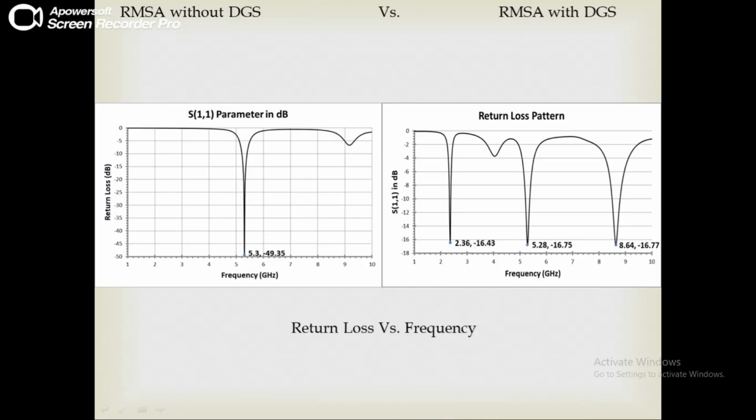Here we are comparing the return loss versus frequency of two different types of RMSA, that is without DGS and with DGS. We can clearly see the improvement in the case of the with-DGS structure. Here we are achieving three different bands, and hence we can use that for different applications.